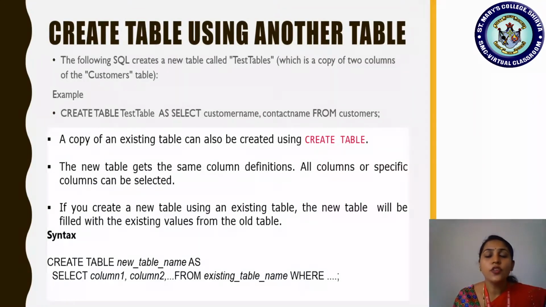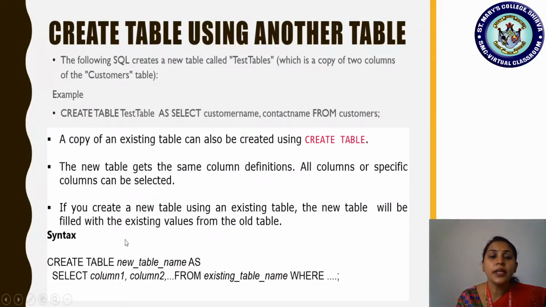Test table. So when you are copying with the help of create table, whatever the definitions are given in the old table for the customer name and contact name, what is the definition? Customer name and contact name are both given as varchar2 with size 255. So the same definition is copied for the attributes in the new table, that is the test table. That is what the second point means.